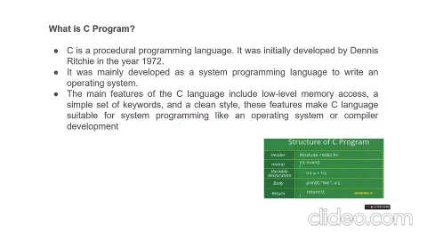What is C programming? C is a procedural language. It was initially developed by Dennis Ritchie in the year of 1972. And C is also a structural language, general purpose language, mother language. And the main features of C language include low level memory access, a simple set of keywords. And this is the structure of C programming, which contains header, main function, variable declaration, and body.